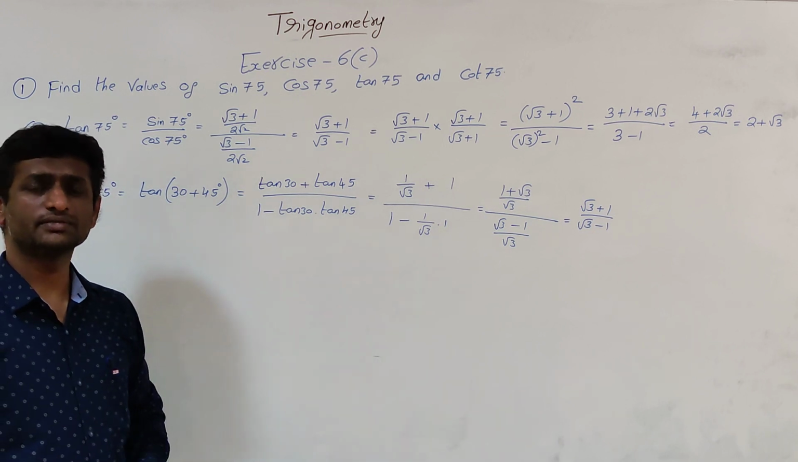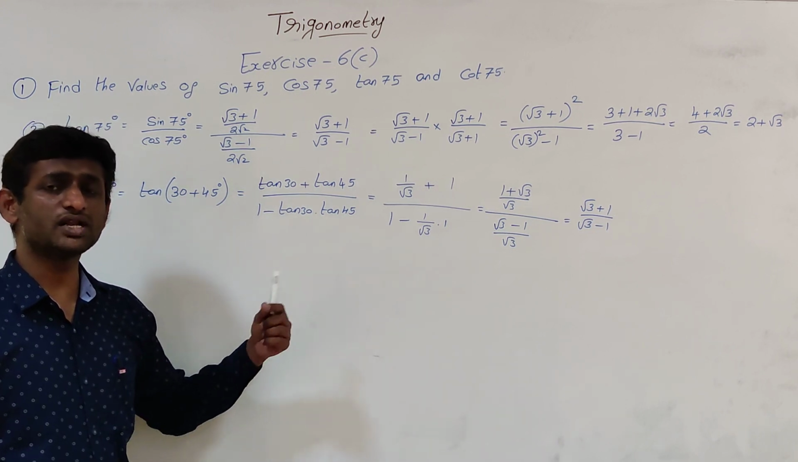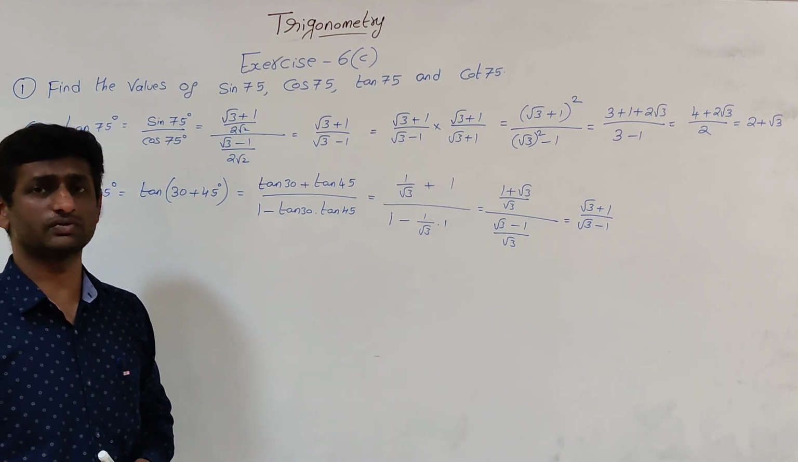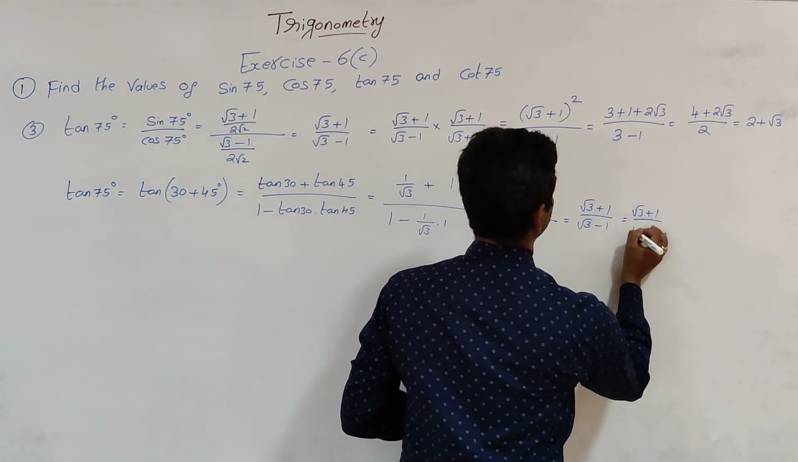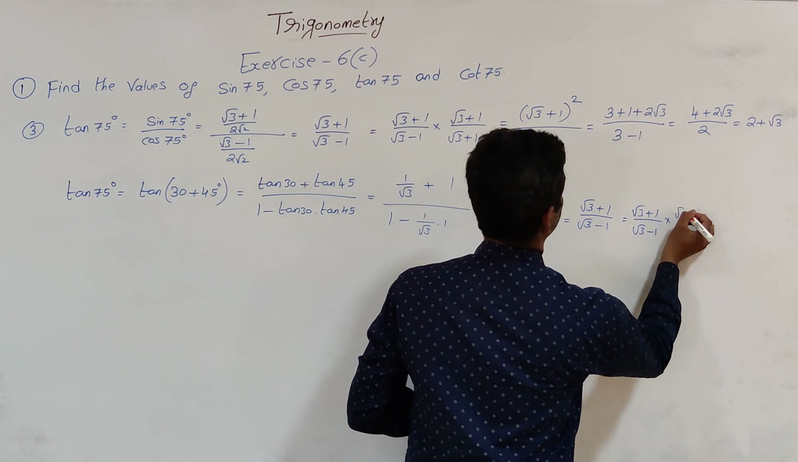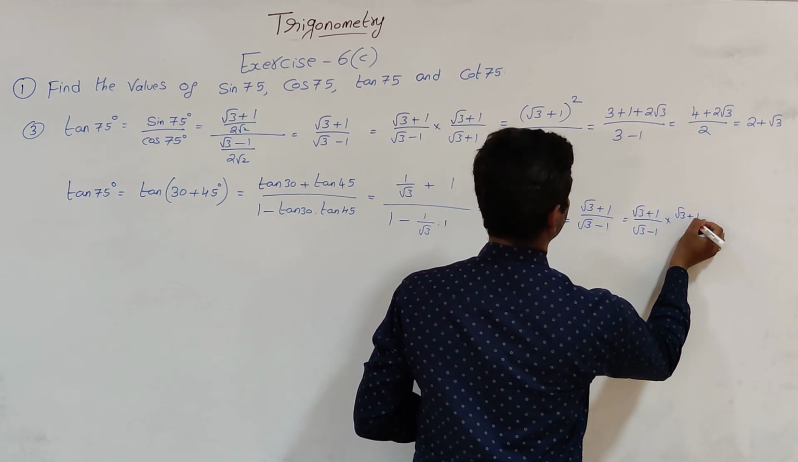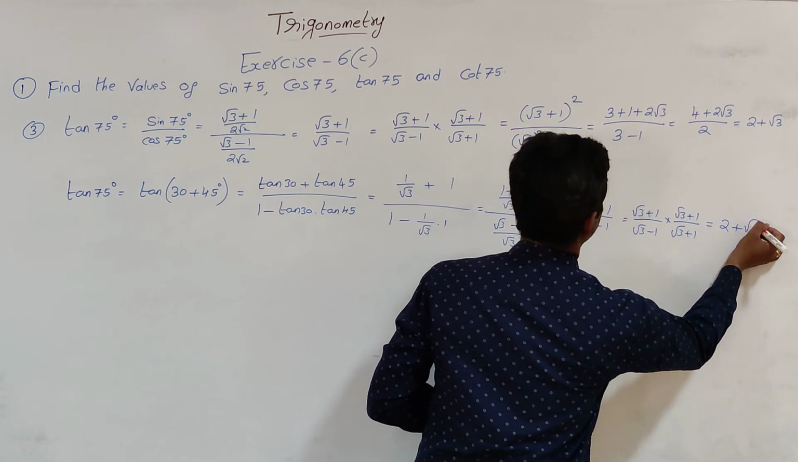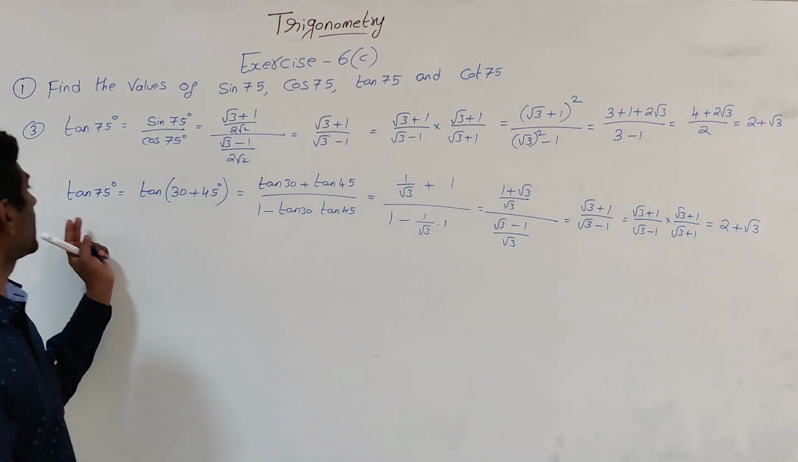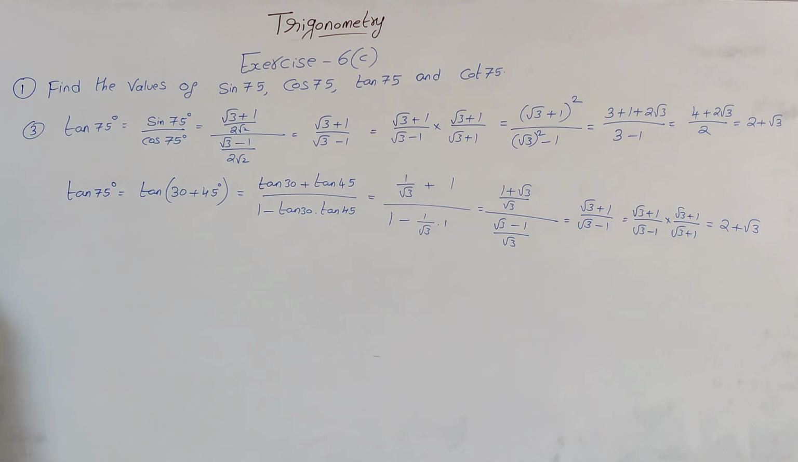Rationalize the denominator. The rationalizing factor of the denominator is root 3 plus 1. So root 3 plus 1 by root 3 minus 1 into root 3 plus 1 by root 3 plus 1, which gives the same as 2 plus root 3. So tan 75 is 2 plus root 3.